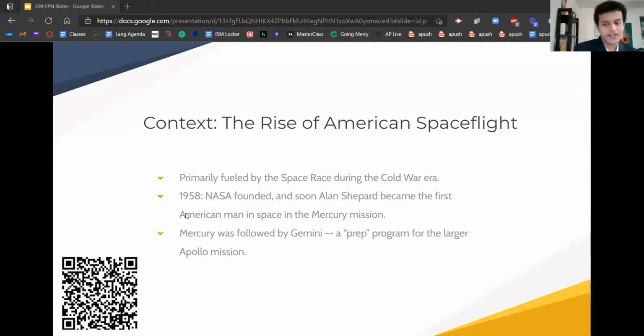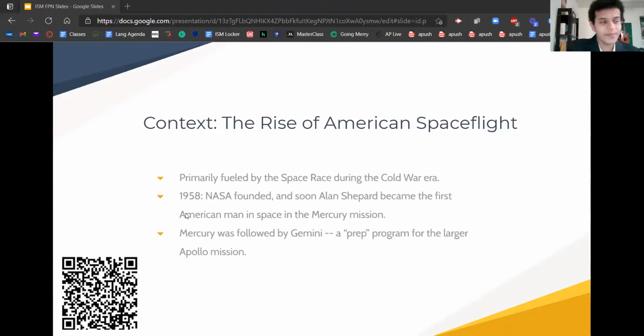So before I talk about the ISM procedures and about the rocket itself, let me give you a little bit of context for the rise of American spaceflight, which was, like I said before, primarily fueled by the space race during the Cold War era. In 1958, NASA was founded, and soon Alan Shepard became the first American man in space in a Mercury mission. The Mercury was soon followed by Gemini, and Gemini was a prep program essentially for the larger Apollo mission, which we know, of course, took the first man to the moon, and many people after that as well.